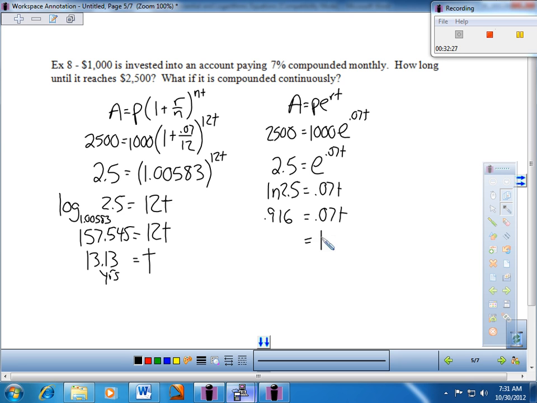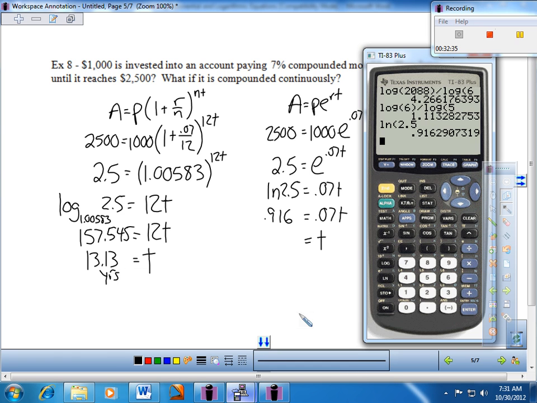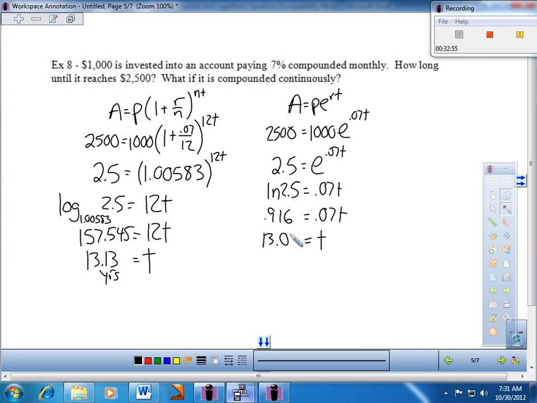And then divide by 0.07. Let me make sure I've got the right one. There we go. And so then divide 0.07. Yep. Let's do that one more time. ln 2.5. There it is, much better. Sorry, I think I slowed you down there a little bit. And you can see you get about 13.09 years.